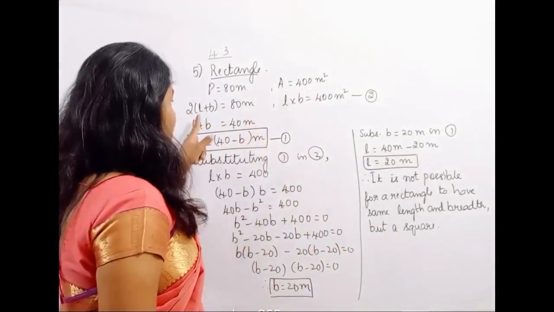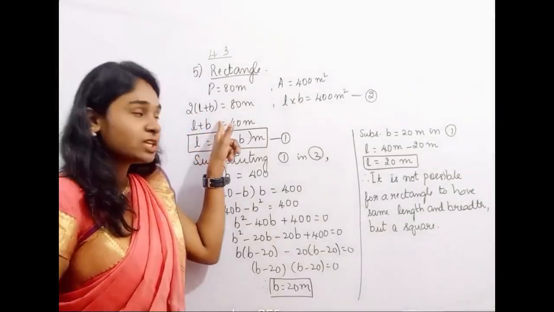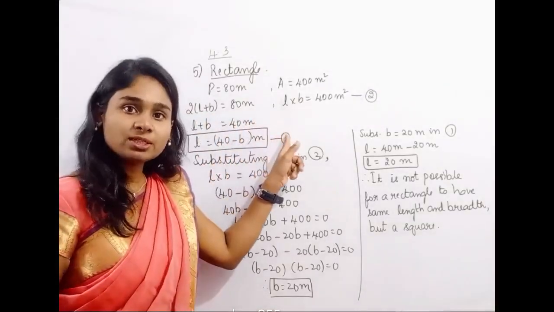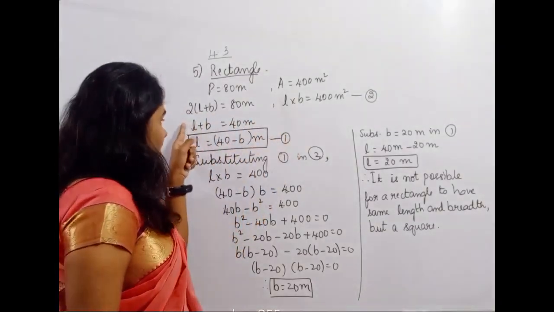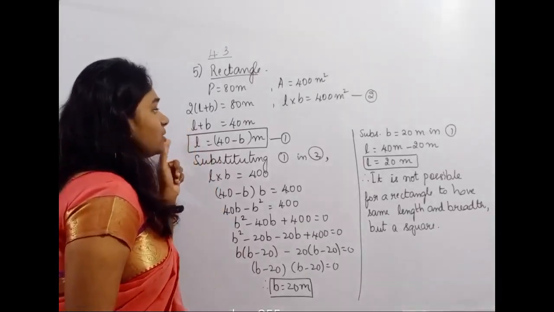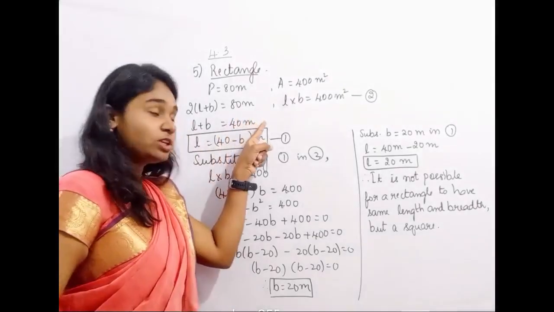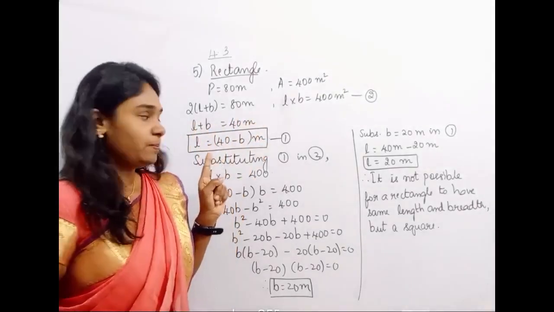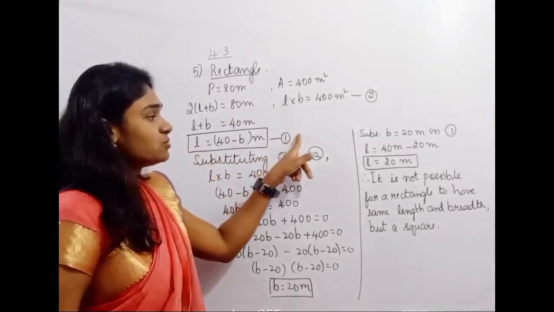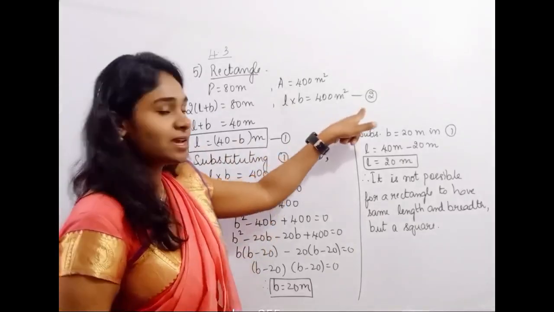So now here L plus B, or the sum of length and breadth, can be written as 80 upon 2, which is equal to 40 meter, right? So from this, when I extract L or the length from this, the length can be written as 40 minus B, which is equal to L. So therefore, mark this as the first equation and this as the second equation.